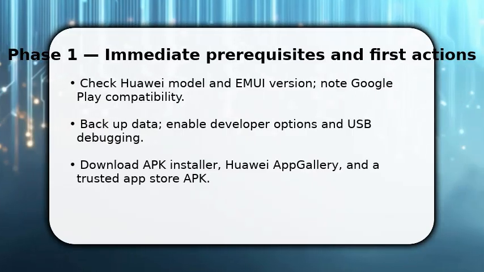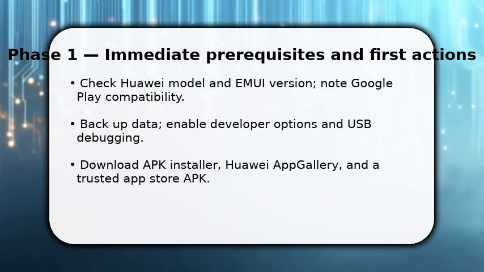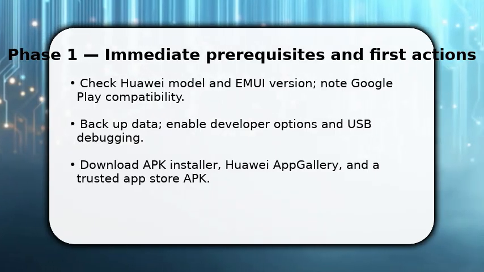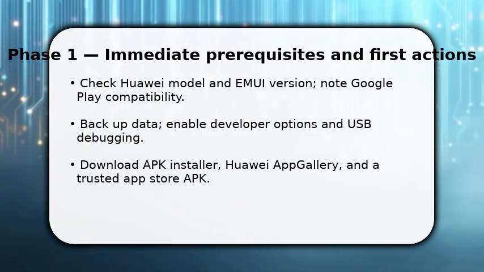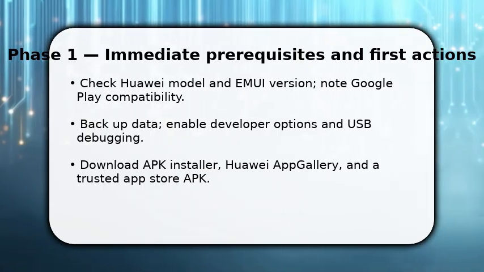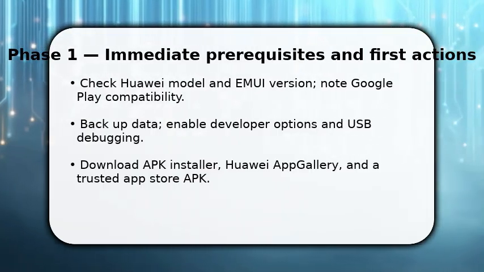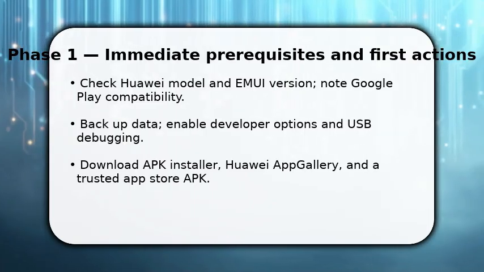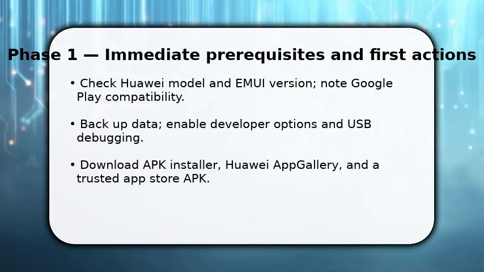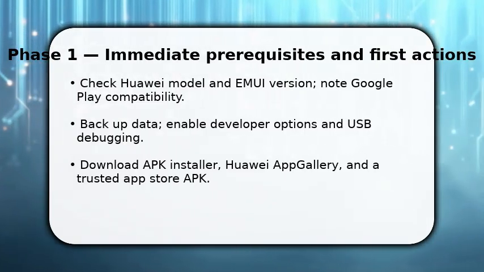You start by confirming your Huawei model and MIUI build so you know which method will work. Once done, back up your phone. This protects data if anything changes. Next, enable developer options and USB debugging to allow sideloading. Make sure to toggle the options intentionally.